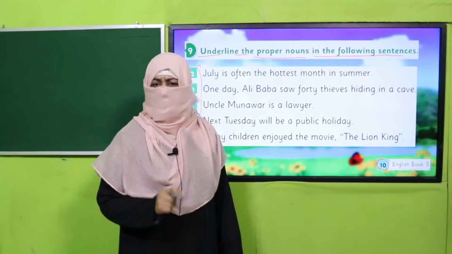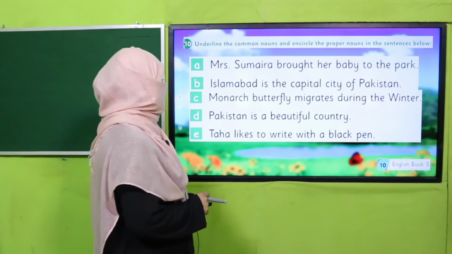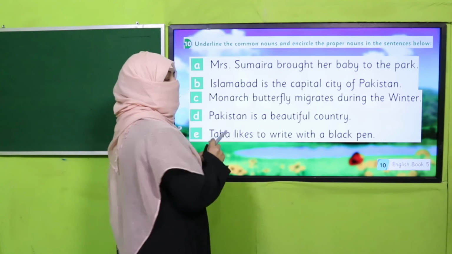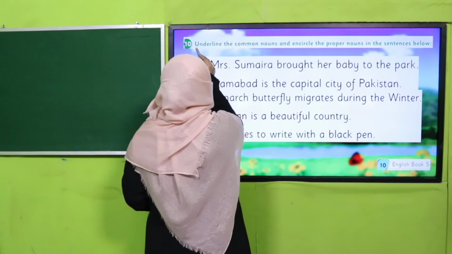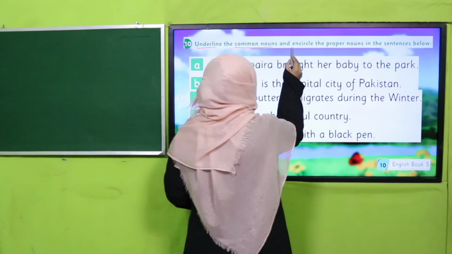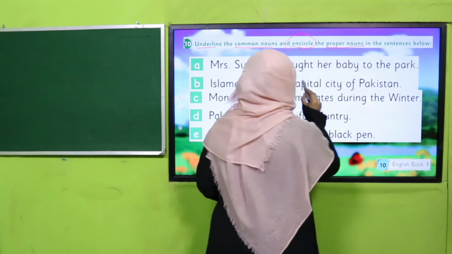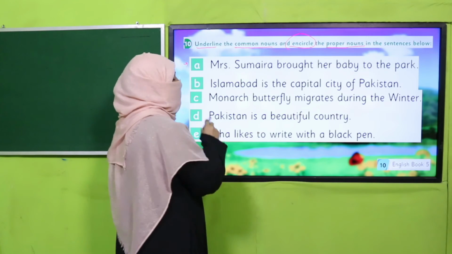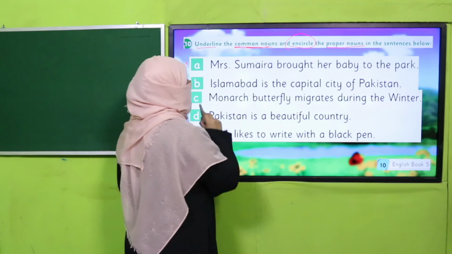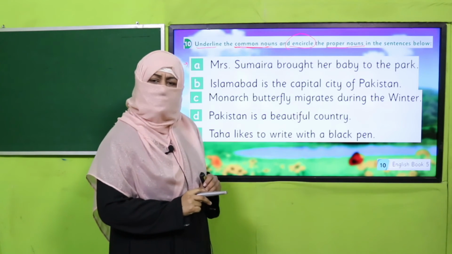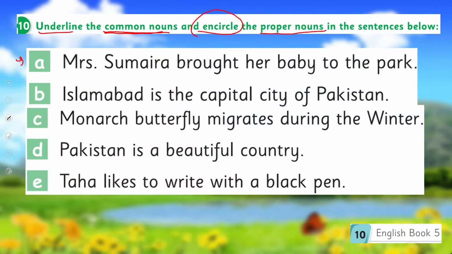Yes, my dear children, are you done with it? Good job. So next, here is a little more of what we are supposed to do. You will underline common nouns and you will encircle proper nouns. So here there is a mixed blend, there are both common and proper nouns. So you will underline common nouns and circle proper nouns. Pause the video and just do it.